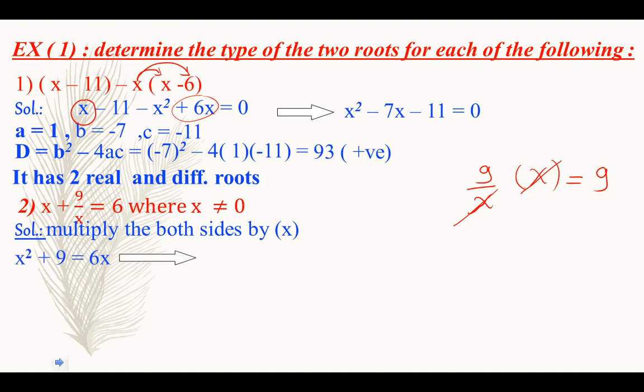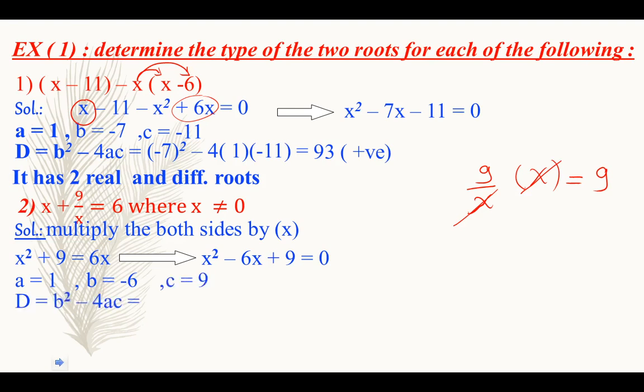6x will go to the other side. So the equation would be x power of 2 minus 6x plus 9 equal 0. Now we want to determine the types of roots. How can we find the types of roots? By using the discriminant. What is the discriminant? D equals b power 2 minus 4ac. So here a equals 1, b equals negative 6, and c equals 9.